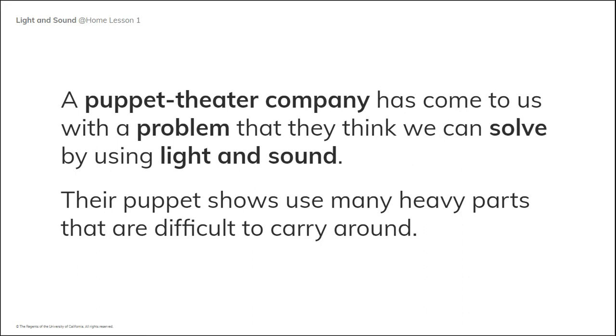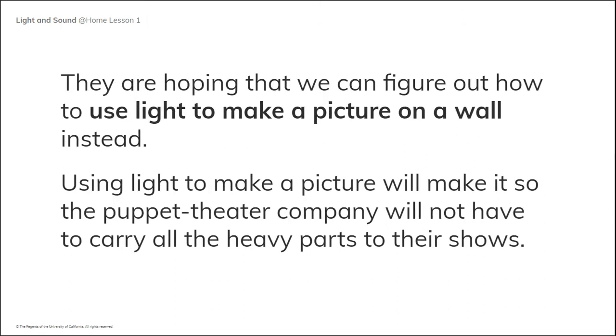So a puppet theater company has come to us with a problem that they think we can solve by using light and sound. Their puppet shows use many heavy parts that are really difficult to carry around. And so they're hoping we can figure out how to use light to make a picture on a wall instead. Using light to make a picture will make it so that the puppet theater company doesn't have to carry all of those heavy parts.